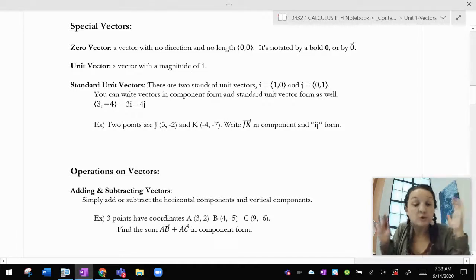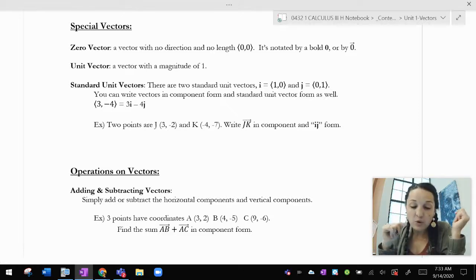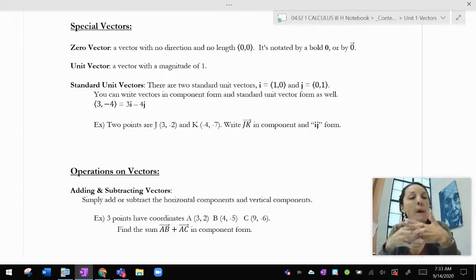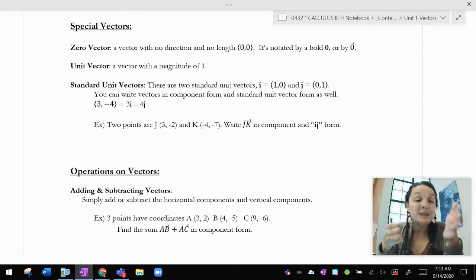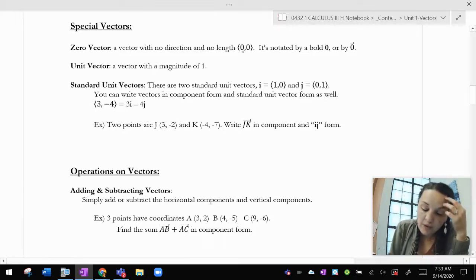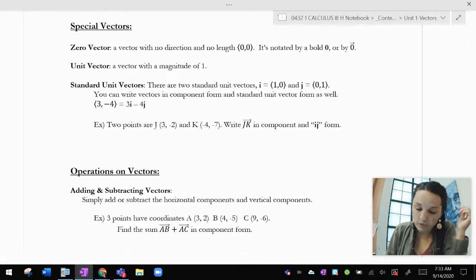Special vectors. Okay, so special vectors. The 0 vector. Okay, it's exactly what it sounds like. A 0 vector is a vector with no direction and no length. Really what it means is it's a vector, but all the components of the vector are 0. So a 0 vector is really just a point. Okay, but if I call it a 0 vector, I don't know where it is because every singular point is also the 0 vector. It becomes really important in later things. We'll get there. But a 0 vector is <0, 0>. It's often noted by a bold 0 or with a 0 with an arrow over the top of it.